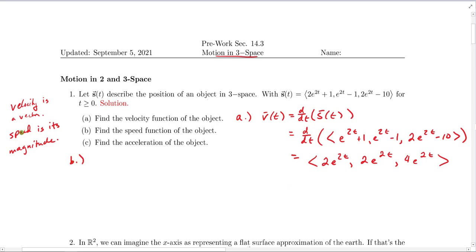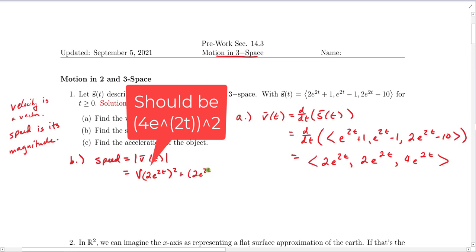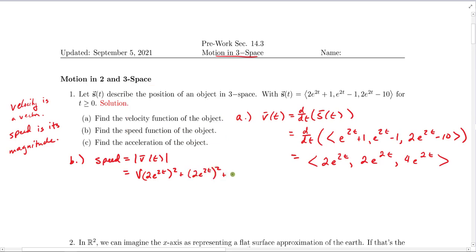We just said that speed is the magnitude of the velocity. We don't have a commonly agreed upon letter for speed. Some people may use s, but I think we're using that for position here. So I'll just say that the speed is equal to the magnitude of v of t. If I take the magnitude of this velocity function, it'll be the square root of each of the components squared and then summed up. So we'd have 2e to the 2t quantity squared plus 2e to the 2t quantity squared plus 4e to the 2t quantity squared. And we could clean that up.